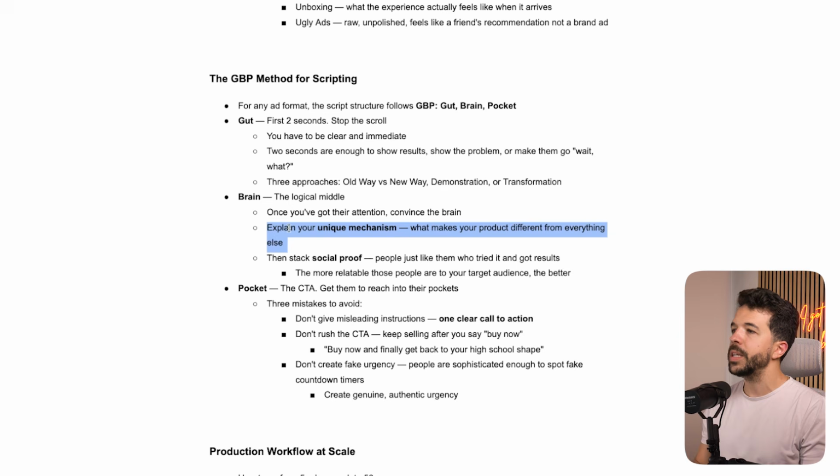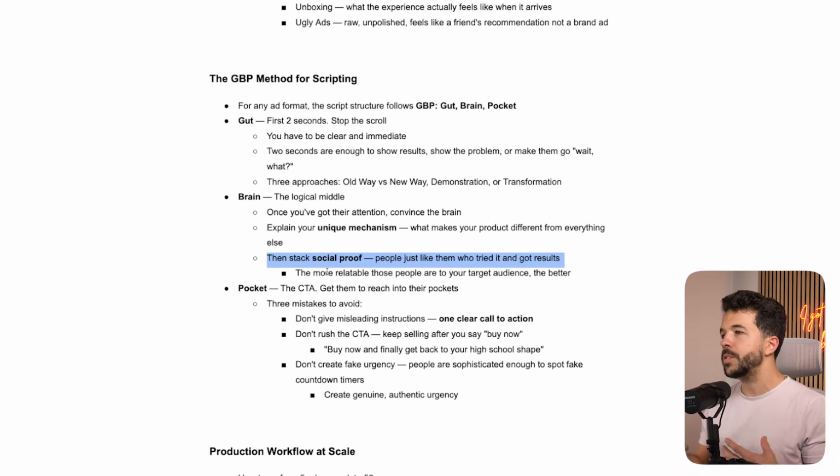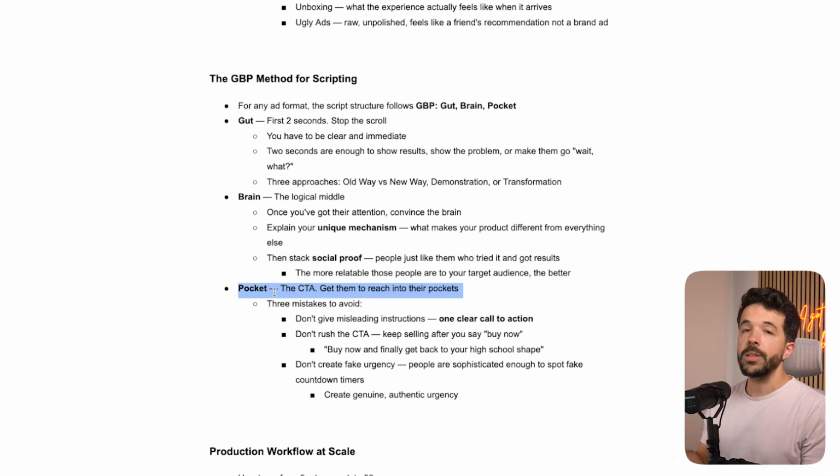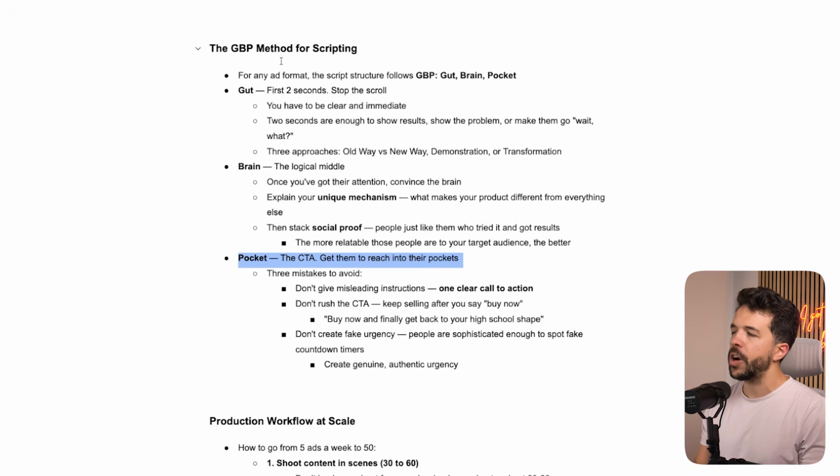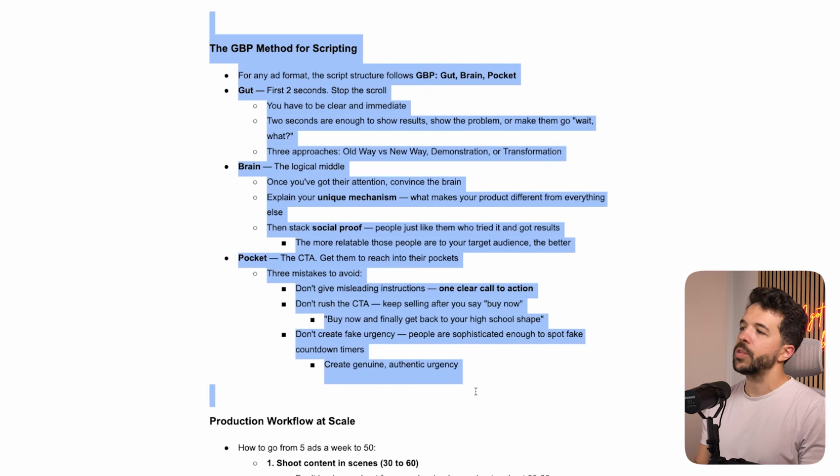This is where we explain the unique mechanism. This is where we stack social proof. And the more relatable these people are to our target audience, the better. And then finally, we want to take their pocket. So the CTA, this is where once we grab their attention, we convince them, we make it incredibly simple for them to give us their money. So we want to have clear instructions. We don't want to rush the CTA. We don't want to create fake urgency. This is how we look at it. And if you're starting from scratch, I think this is a great method that I'm personally still using.